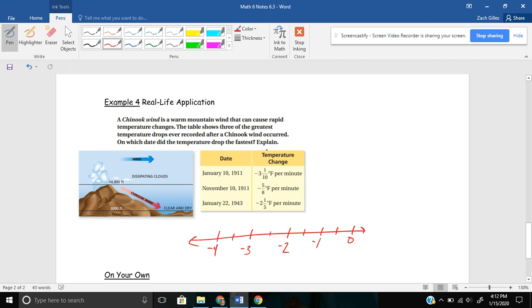Okay. And the first one here is a negative 3 1/10 degree Fahrenheit per minute. So that would be just past negative 3. The next one is negative 5/8. So this would be 4/8 is a half. So 5/8 would be a little bit bigger than a half. So right past this halfway mark.